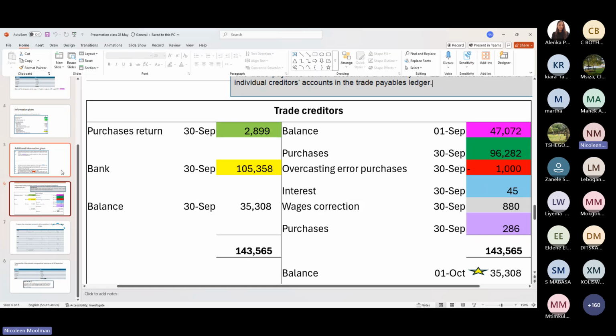I don't think I understand. I've explained the general ledger account now for the wages. I don't know what else to say there.